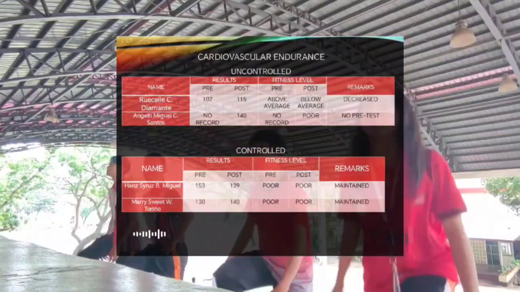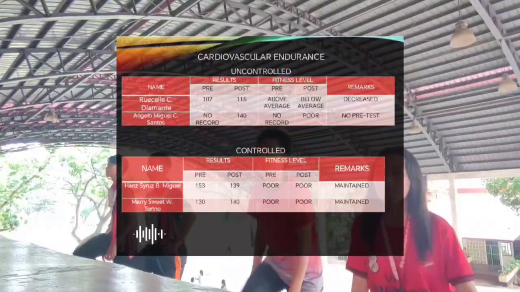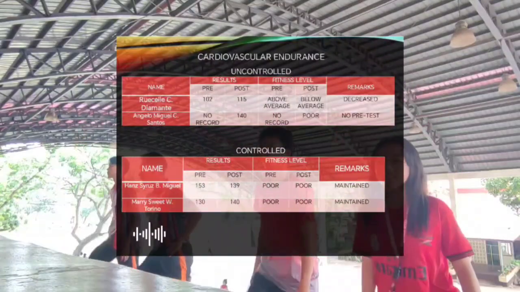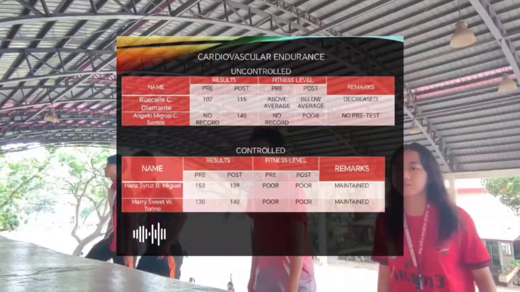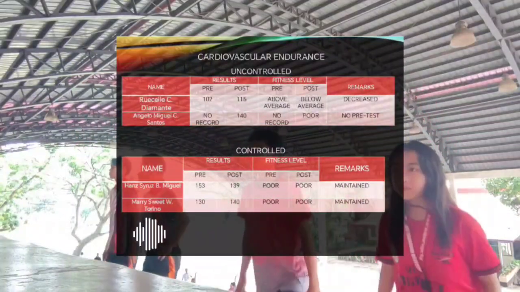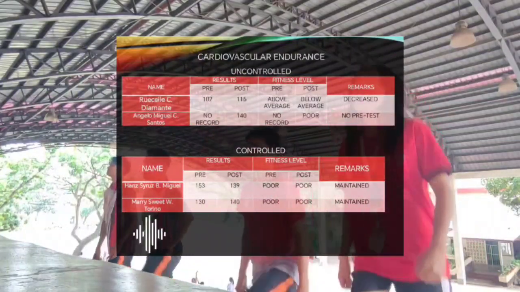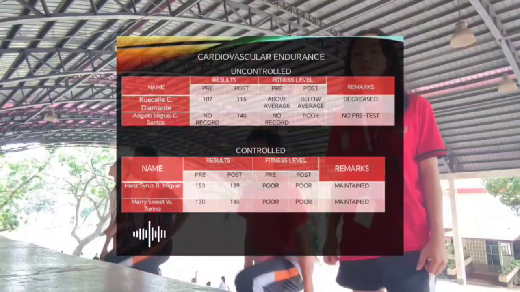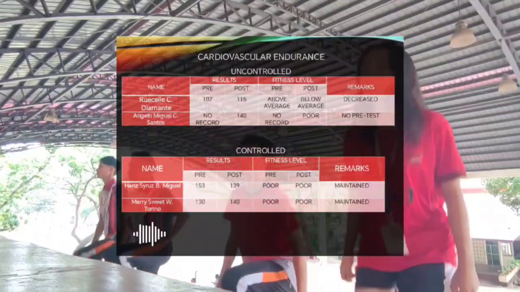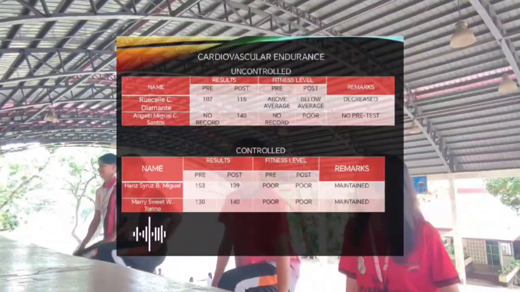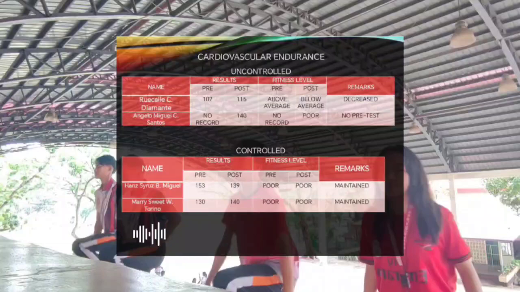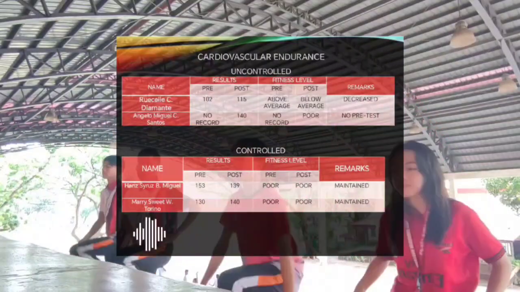So the next is the controlled group. We will begin with Cyrus B. Miguel. His pre-test result is 153 and his fitness level for the pre-test is poor. Next is the post-test result, which is 139 and his fitness level is poor. His remarks is maintained. As for why it is maintained, it is because he did not have enough training for his cardiovascular endurance.